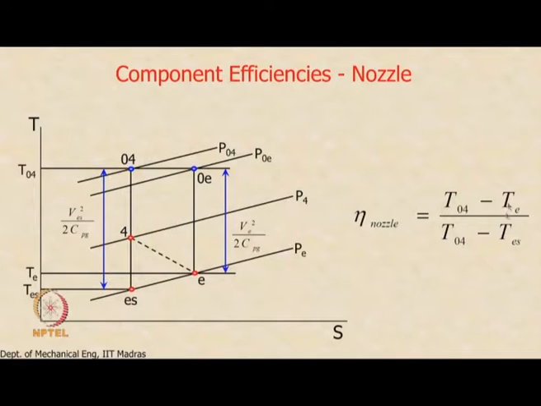T04 minus TE divided by T04 minus TES, because the conversion of the enthalpy to kinetic energy is what we are trying to do in this particular device. Okay. Similarly, if you look at the efficiency expression for the inlet, you would notice that you get a similar kind of thing, velocity square at the exit of the inlet divided by velocity square at the free stream, right, because the inlet is also supposed to recover the momentum of the fluid as pressure. That is why that efficiency is defined in that way.